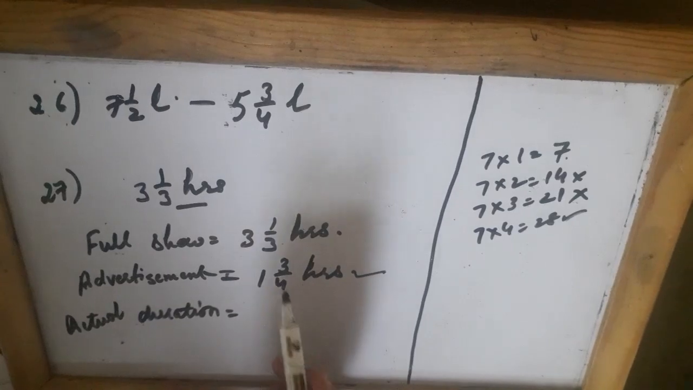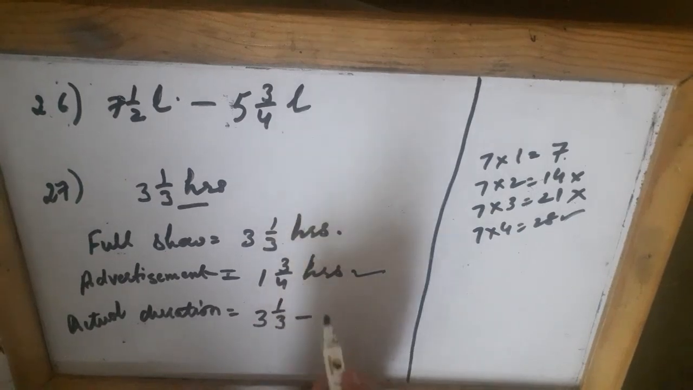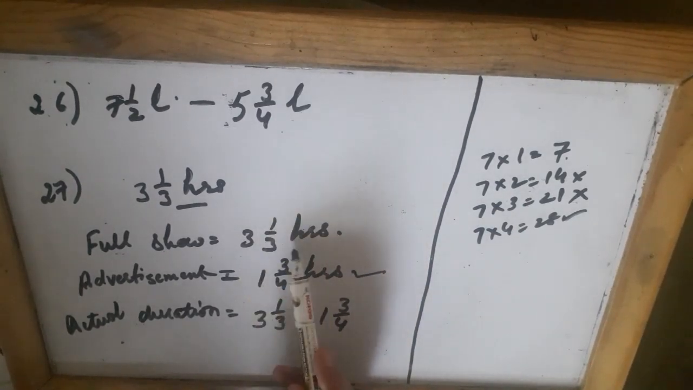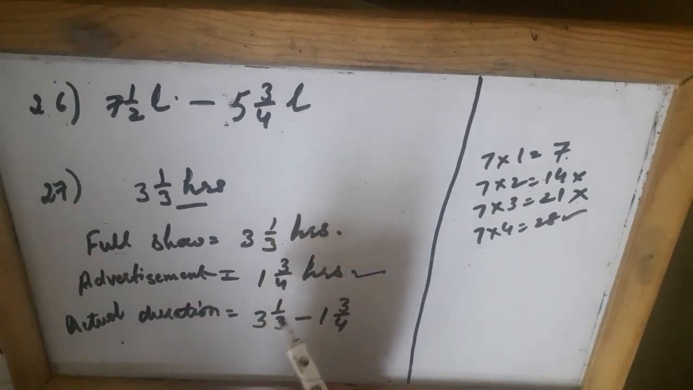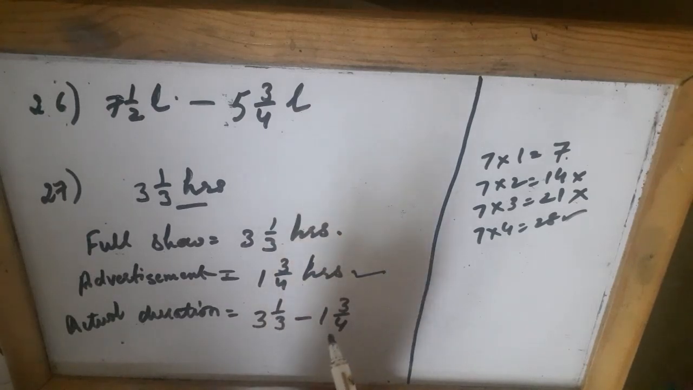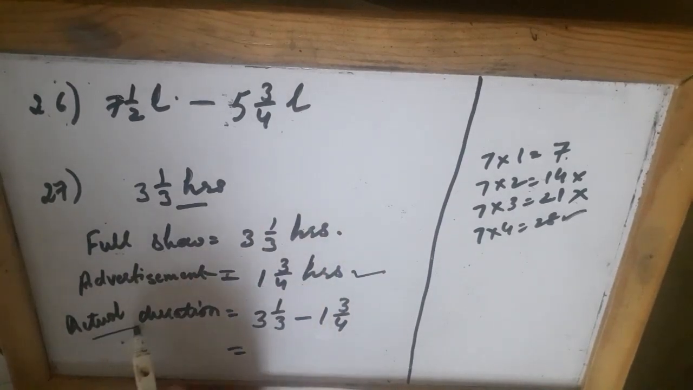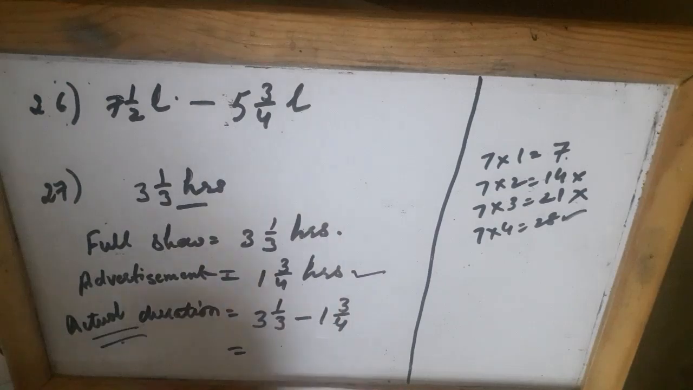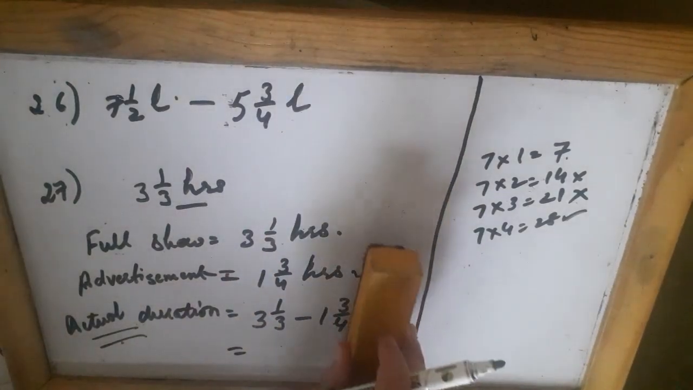So what you will do, from the full show, I will subtract the duration of the advertisements. ठीक है, from the full show 1/3 hours, I will subtract the duration of the advertisements 1/3/4 and you will get the actual duration of the film. So दोनों को subtract करो and you will get the answer.